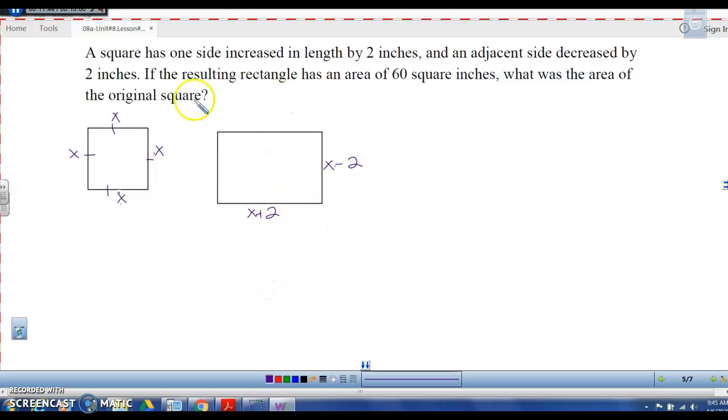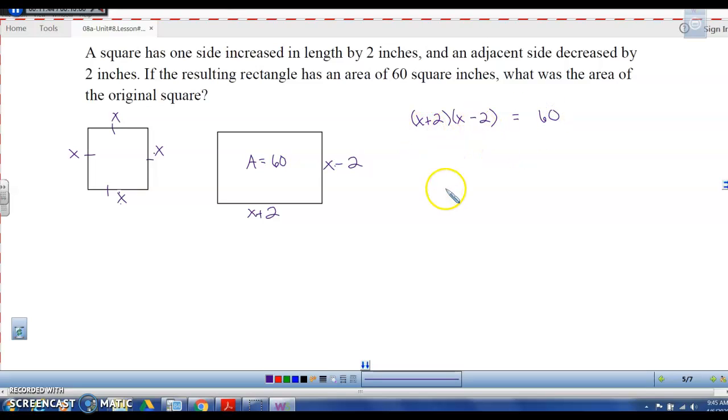It says the resulting rectangle has an area of 60. What was the area of the original square? Well, if we can figure out what x is from this using the area, we'll know what x is for this problem over here. We can find the area. So if we know the area of this is 60, doesn't that mean the length times the width is 60? So that tells me x plus 2 times x minus 2 is equal to 60.